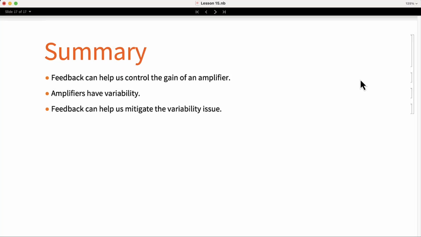To summarize this lesson, we learned the importance of feedback in amplifiers. It can be used to control the gain of an existing amplifier. Since amplifiers have a variability due to the imperfections in the manufacturing process, we can use feedback to mitigate this issue, especially in amplifiers that have very high gain. In the next lesson, we will start analyzing electronic circuits using operational amplifiers.